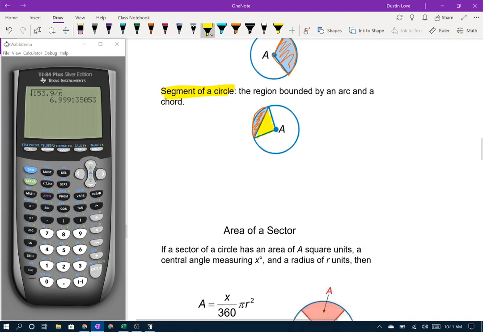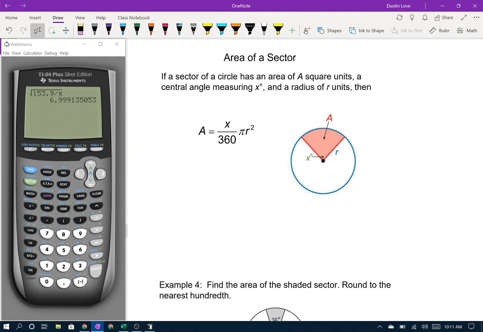Okay, area of a sector is just x over 360, where x is the central angle, times the area, pi r squared. Now, think about what we had when we had arc length. Length was x over 360 times 2 pi r. We simplified that to x over 180 times pi times r, because the 2 and the 360 simplified to become 1 over 180. But it's essentially the exact same idea.